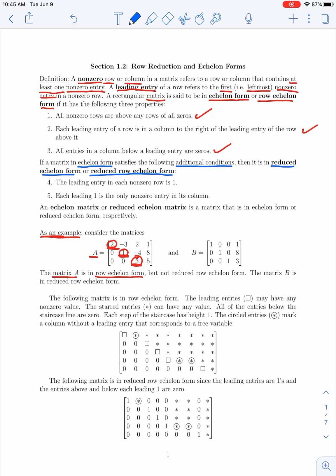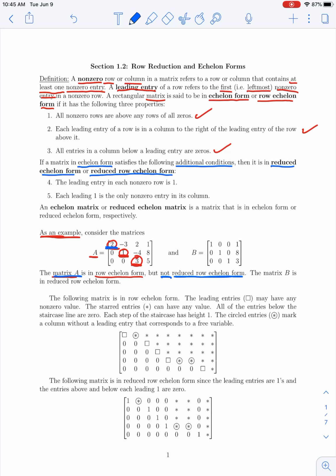As an example, let's see whether our matrix A satisfies these 2 additional conditions. So looking at condition 4, the leading entry in each non-zero row is supposed to be 1. So we can see right away from our first row of the matrix A that leading entry is not 1. Therefore, the matrix A is not in reduced row echelon form. It was echelon form, but not reduced echelon form.